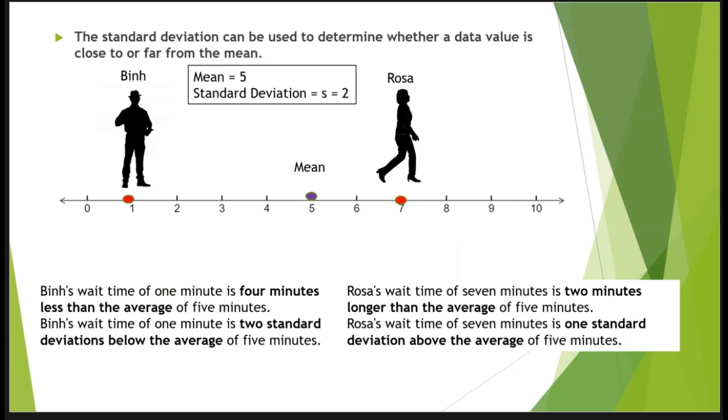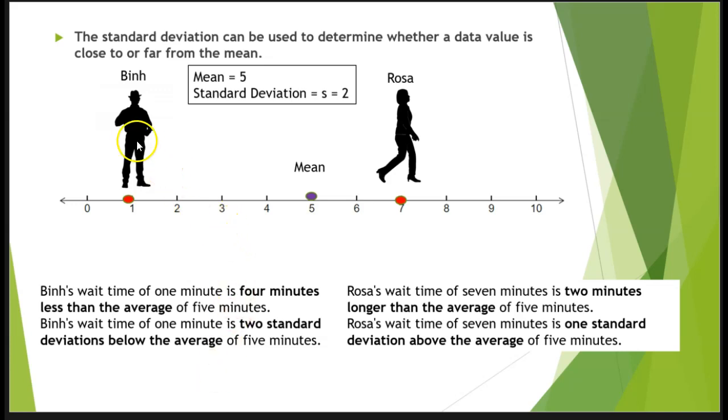We can also use the standard deviation to determine whether a data value is considered close to or far from the mean. Let's take a look at an example. Suppose that Rosa and Ben both shop at supermarket A. Rosa waits at the checkout counter for 7 minutes, and Ben waits for 1 minute. At supermarket A, the mean waiting time is 5 minutes, and the standard deviation is 2 minutes. The standard deviation can be used to determine whether a data value is close to or far from the mean.